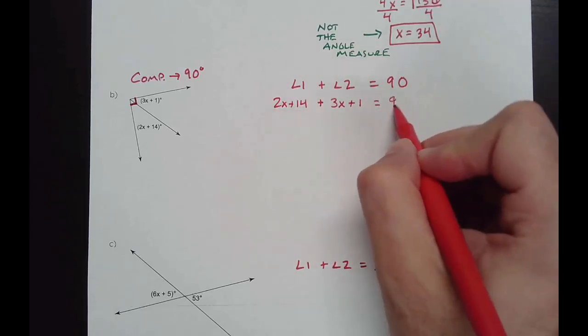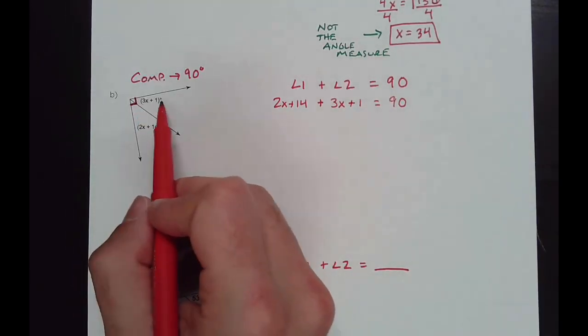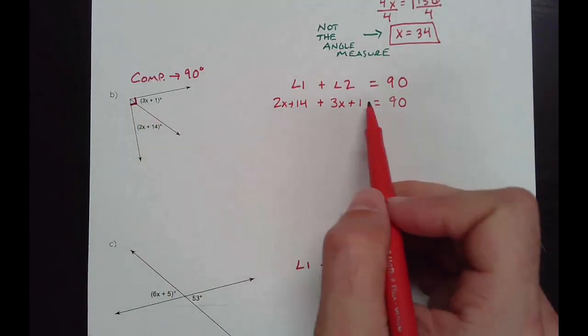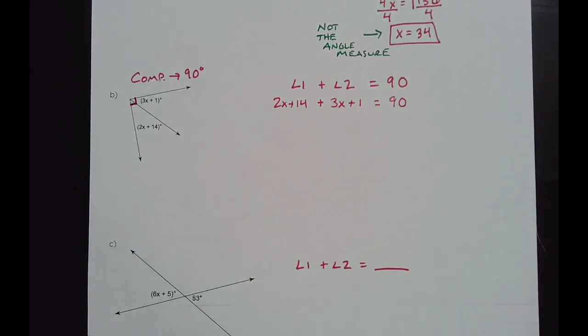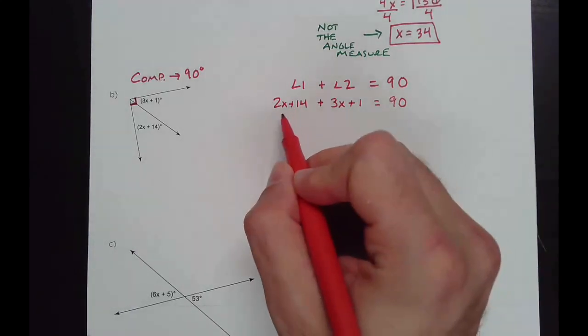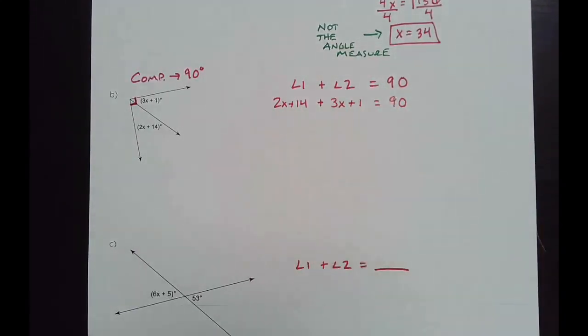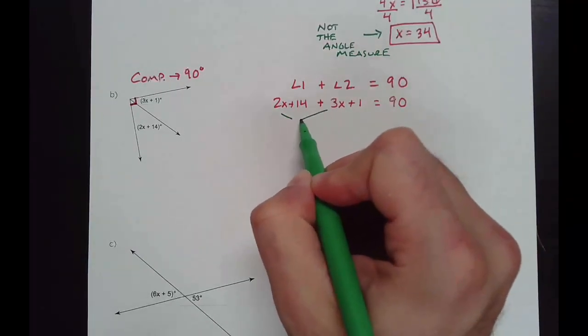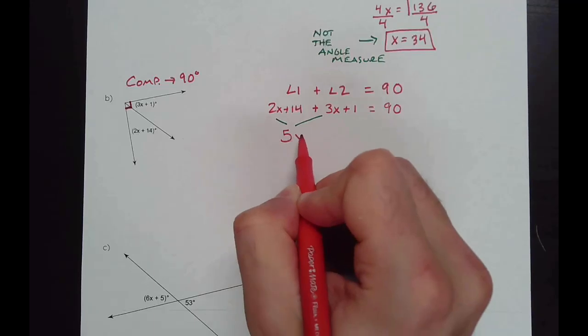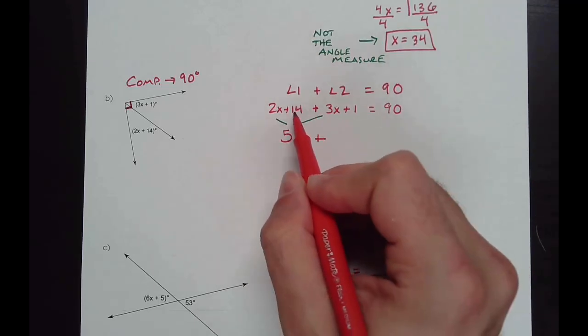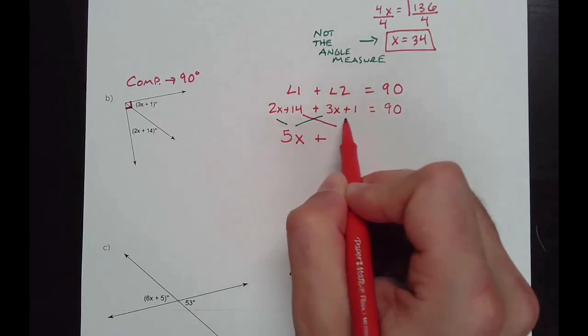Note that in the diagram I have parentheses. Because I'm going to combine these together, I don't need the parentheses when I write the equation. If I put them, I'd end up dropping them anyways. Alright, I'm going to combine terms that I can. I notice a 2x and a 3x. Those combine to make 5x. And then I have a 14 and a 1, and those are going to combine to make 15.